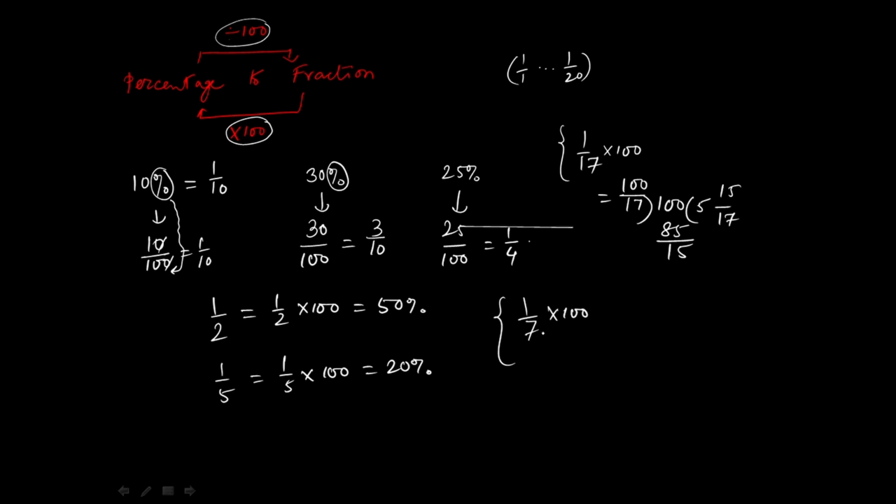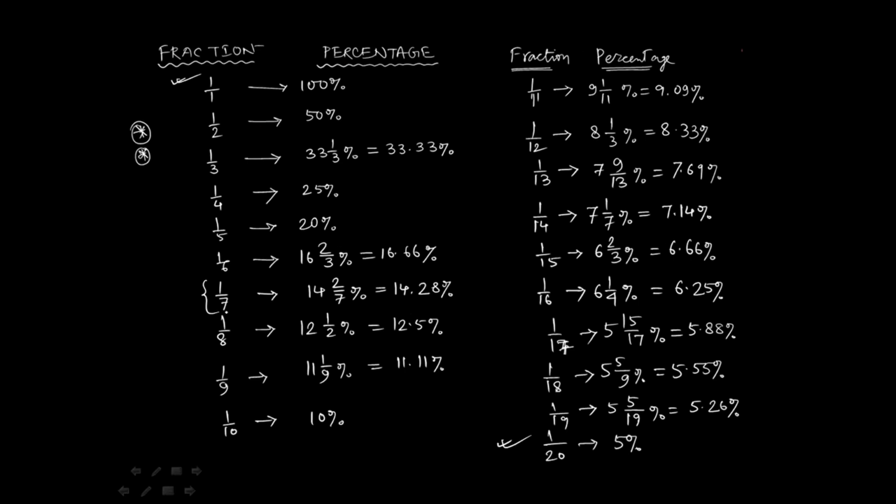What's the nearest multiple of 7 which is less than 100? It's 7 13s, right? 13 is 91, right? And what remains? Sorry, it is 14. 14 sevens are 98. 2 remains, so 14 and 2 by 7, right? That is how you have to solve it. You can go through this and recall this in your memory.